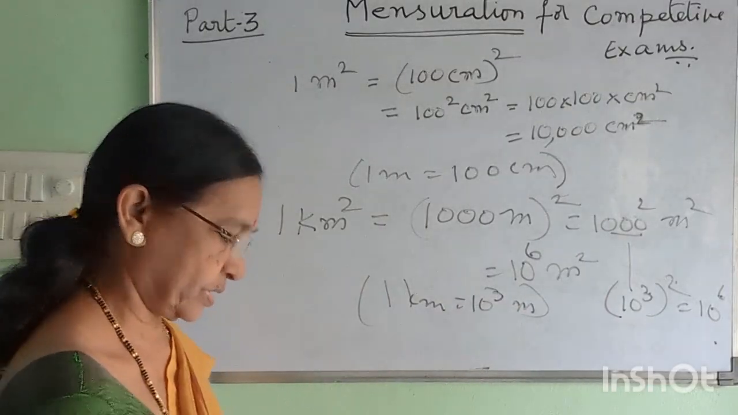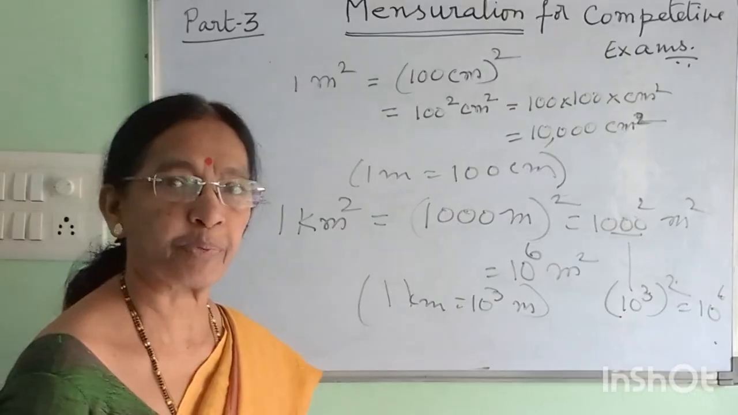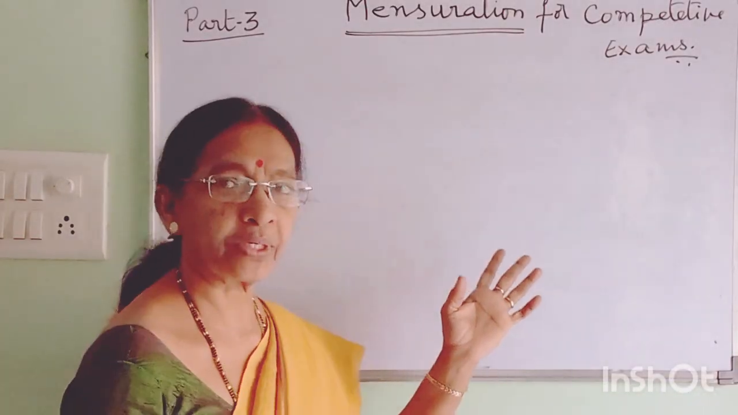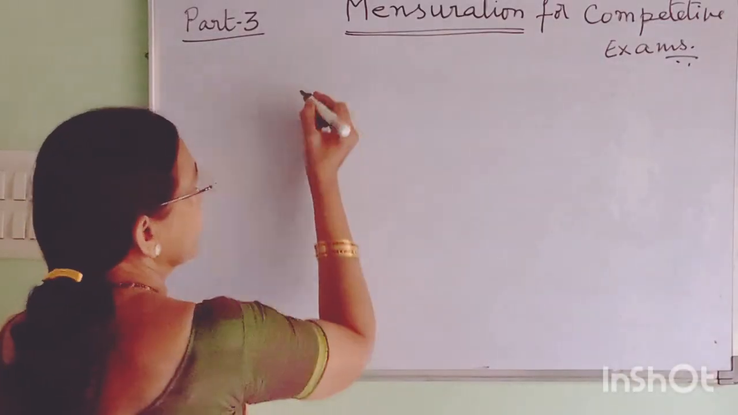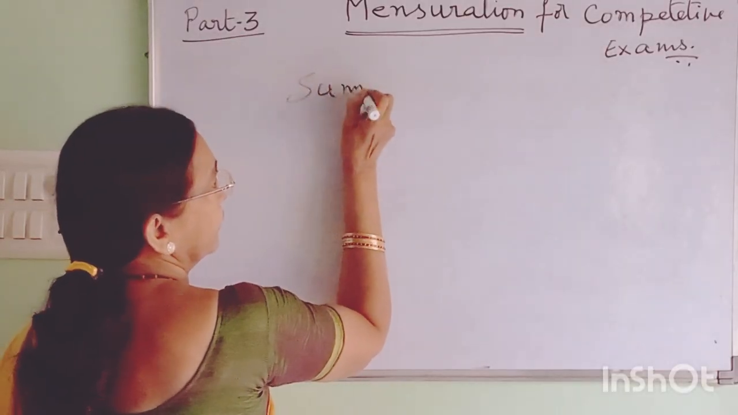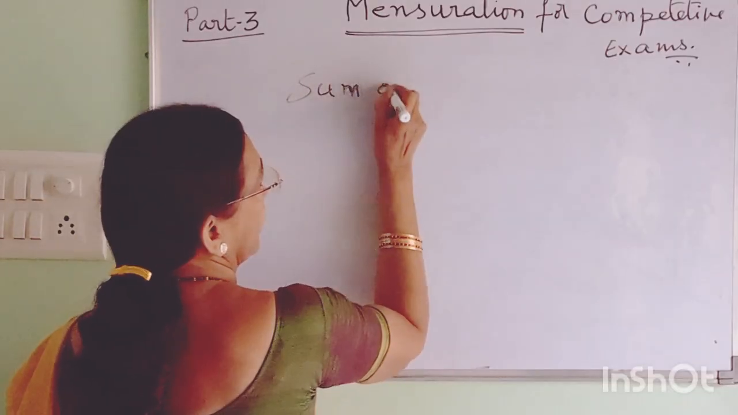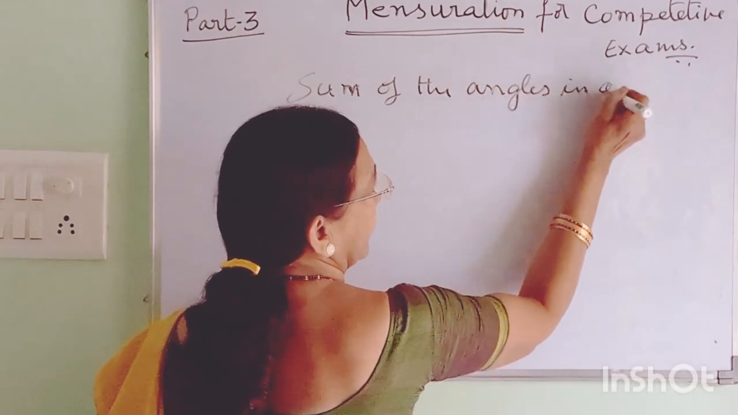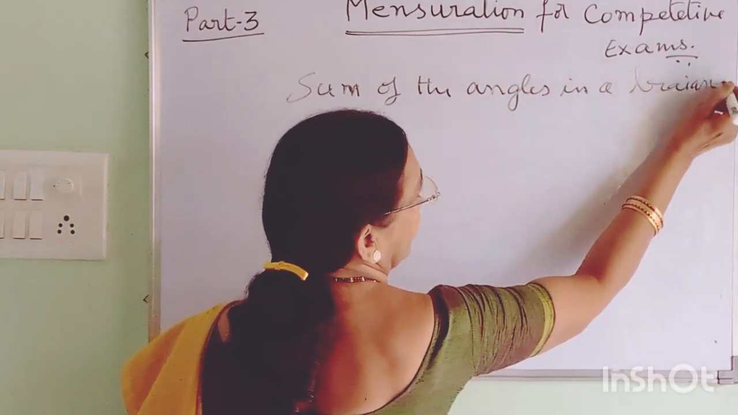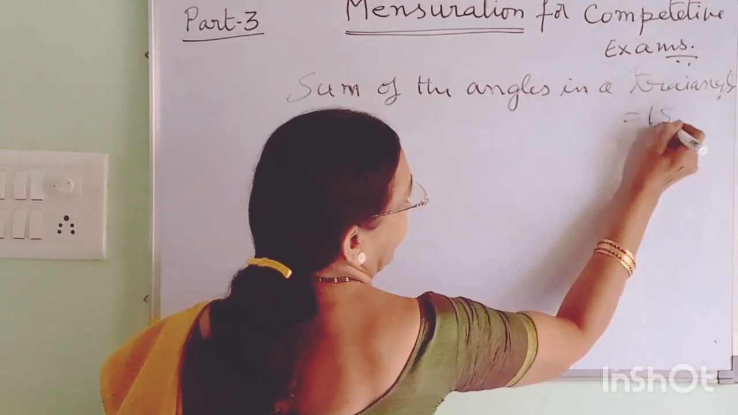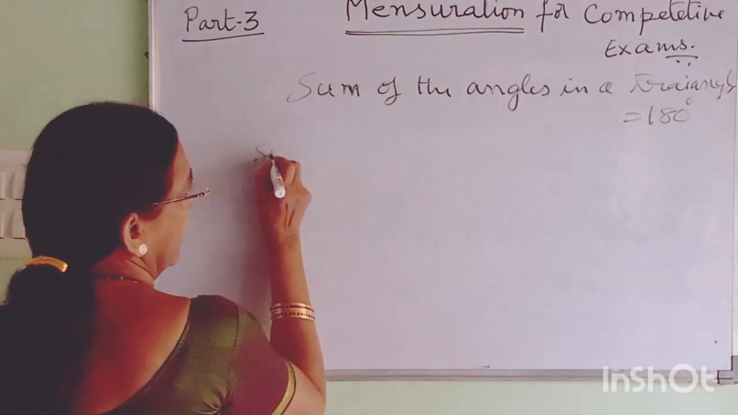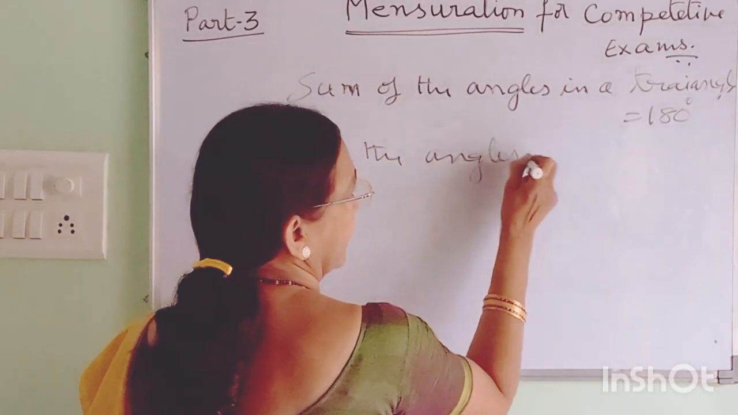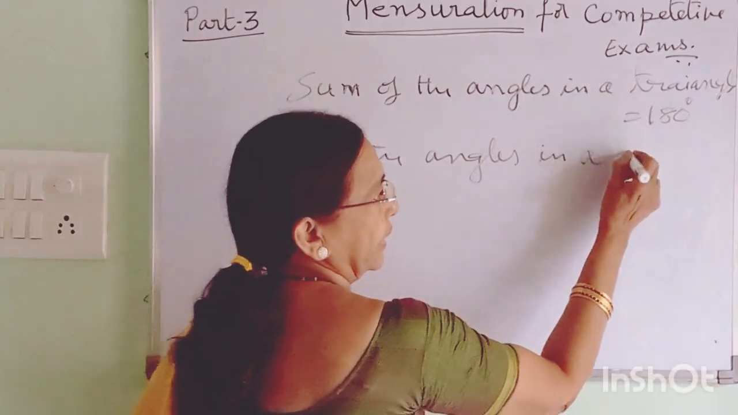These are the units. Now we will see some problems. Before going to the problems, we will know about the angles. Sum of the angles in a triangle is equal to 180 degrees. Sum of the angles in a quadrilateral.